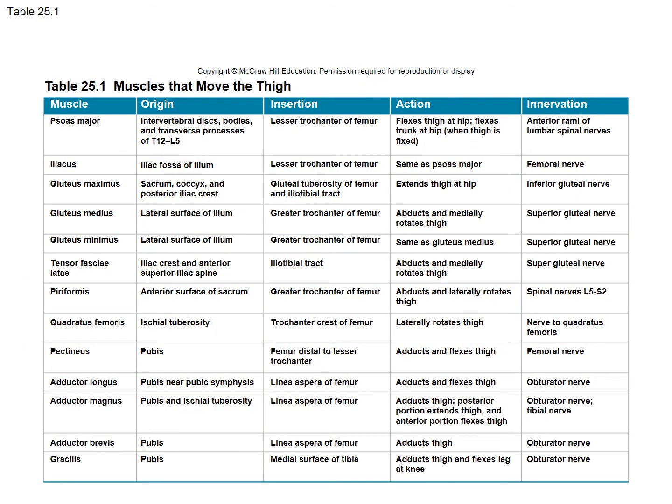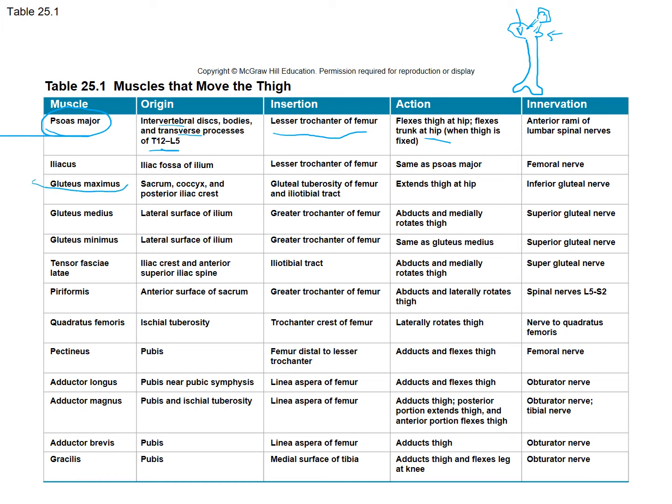Anyway, let me just take the psoas major. The origin is the intervertebral discs, bodies and transverse processes of T12 to L5. The insertion is the lesser trochanter of the femur. Hopefully you know the lesser trochanter, if this is the femur. You have the greater trochanter and the lesser trochanter here, and this is the head, the neck, etc. So the insertion is the lesser trochanter of the femur. The action is to flex the thigh at the hip and flex the trunk at the hip as well.